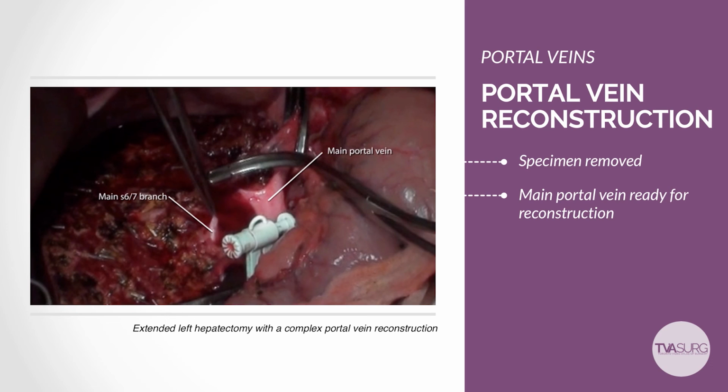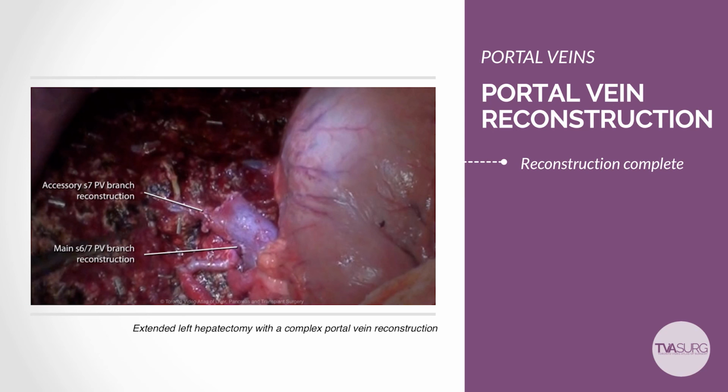The transection is complete, the specimen removed, and the remaining main portal vein brought over for 2 anastomoses, one to the accessory segment 7 branch, and one to the main segment 6-7 branch. You can see that for the second reconstruction, a small length of vein graft was used.